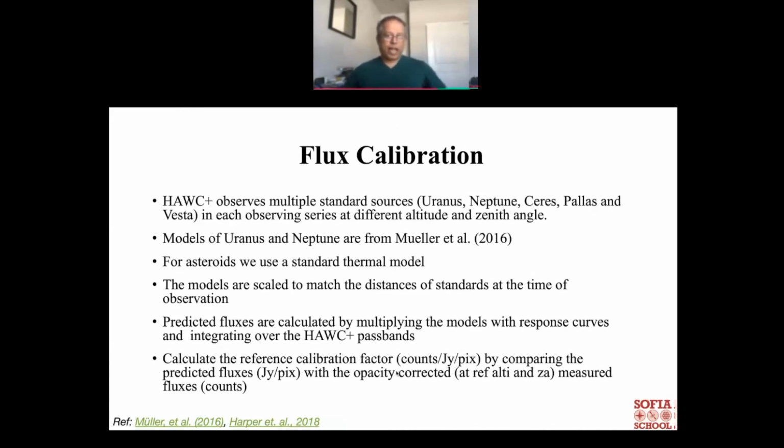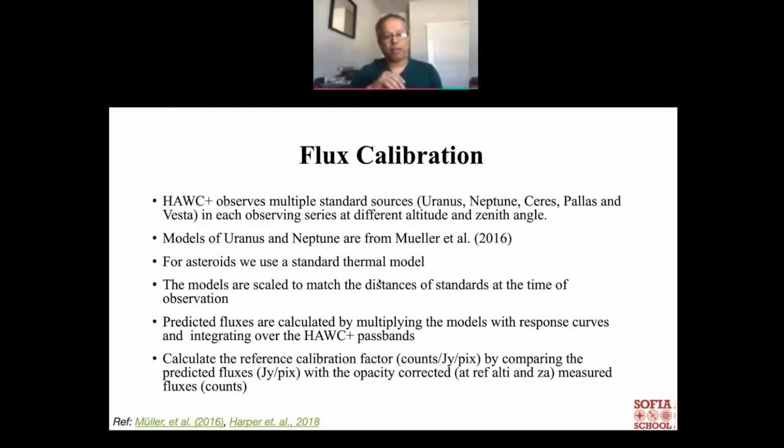Last but not the least is the flux calibration, which is the most important part of any astronomical observation. As I mentioned before, when I was talking about instrumental polarization, we use Uranus, Neptune, and some of the asteroids to measure that. We model Uranus and Neptune using Mueller's model, and for asteroids, we use a standard thermal model that was developed by Bill Vacca, who is a staff scientist at SOFIA. And we get the distances of these objects when they were observed from JPL Horizons, so that we can scale the models to the appropriate distances.